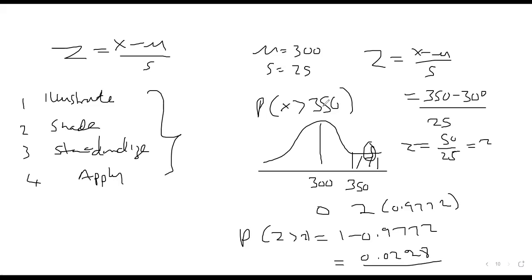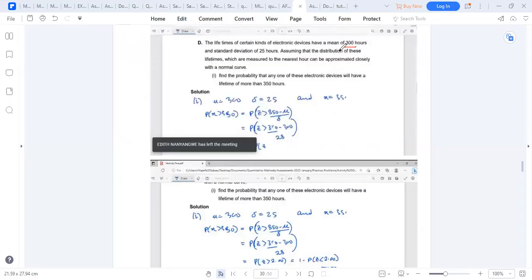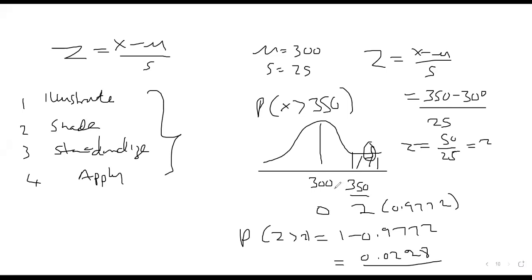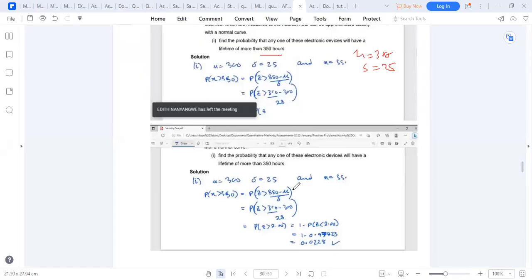So activity 3, when you look at the question that we had, we are told that the lifetime of electronic devices has a mean of 300 hours. Standard deviation is 25. So you give your mu 300, standard deviation is 25. Then we are told to find the probability that the devices will last more than 350. So this is what I was doing. More than 350 is greater than 350. So the 350 is on the right side. If it's 250, we'd put it on the left side here, meaning we're going to get a negative Z. So standardize this 350, which is a 2. And when we check this from inside the table, we're going to get the reading for 2, which is 0.9772. When we subtract from 1, we get 0.0228. So this is how this question is supposed to be solved.